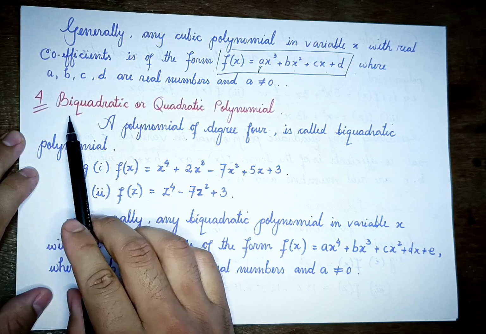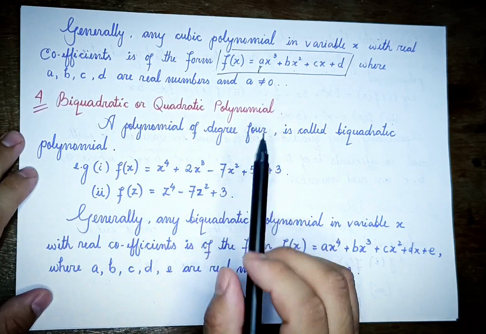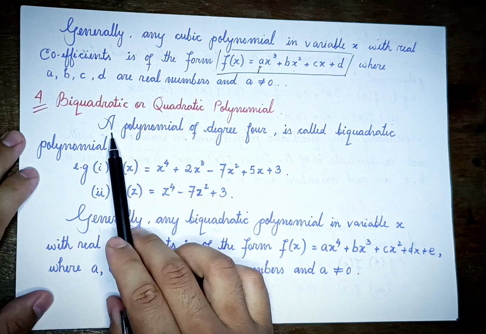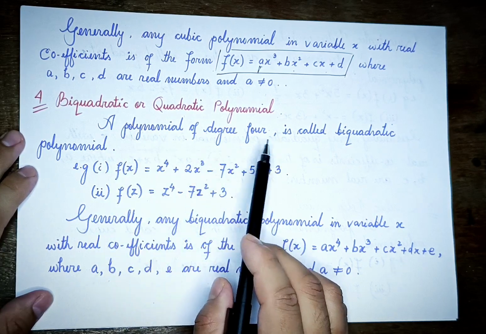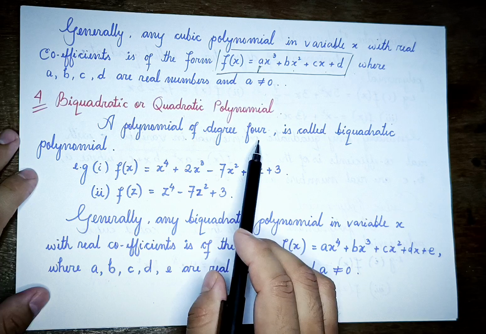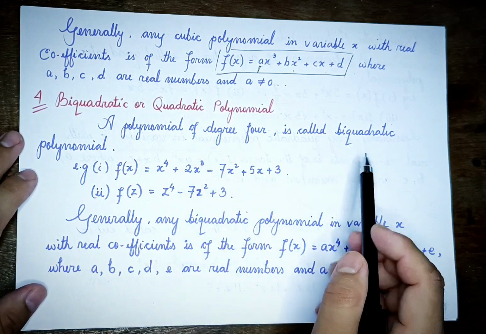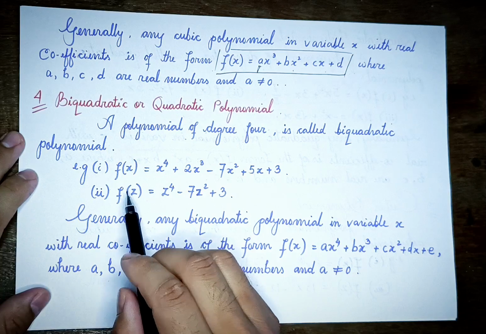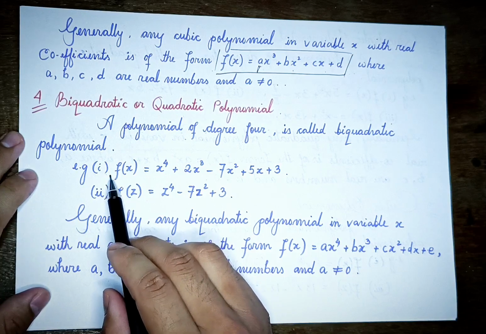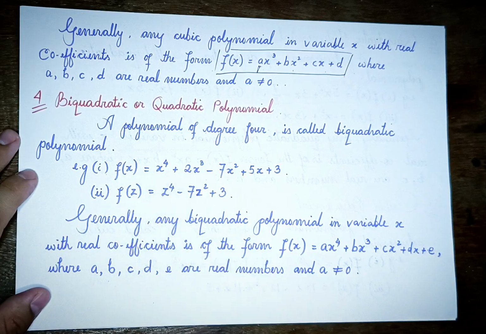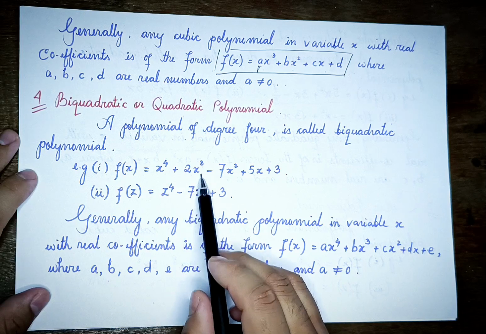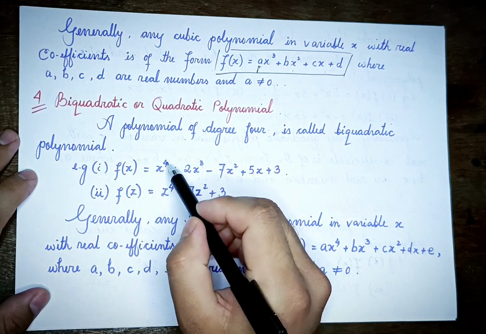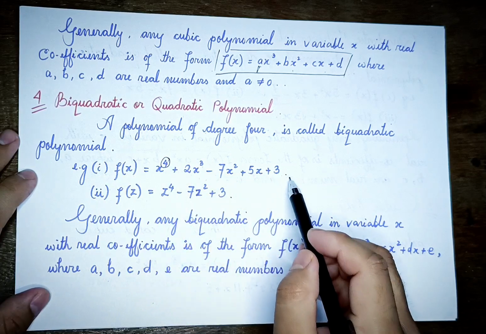Okay, next is the biquadratic or quartic polynomial. Here a polynomial of degree 4. If the polynomial has a degree 4, then it is known as the biquadratic polynomial. Example 1, f of x is equal to x to the power 4 plus 2x cubed minus 7x squared plus 5x plus 3. Here degree is 4, so it is a biquadratic polynomial.